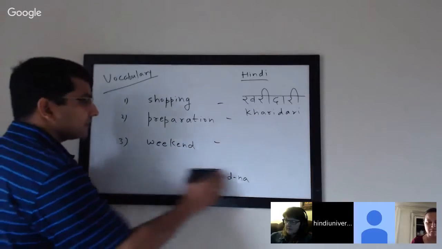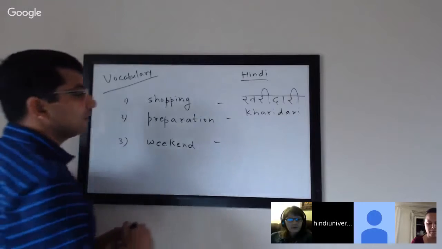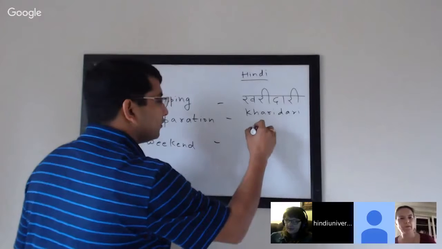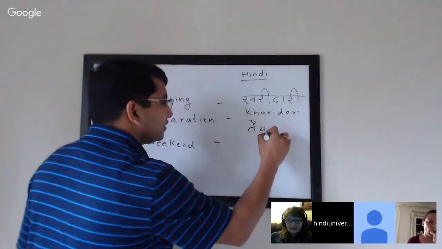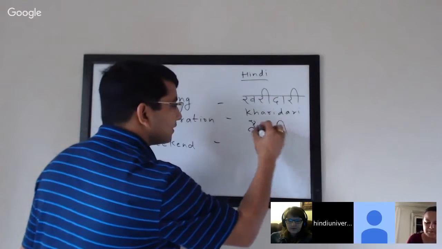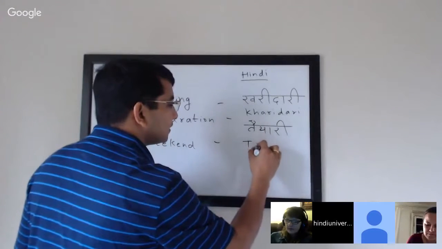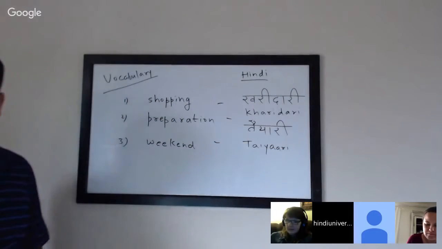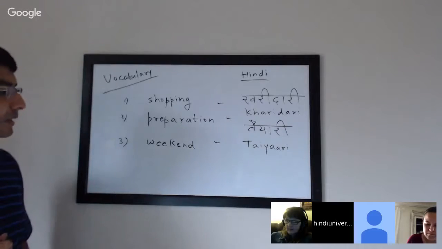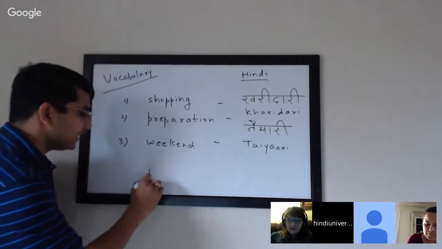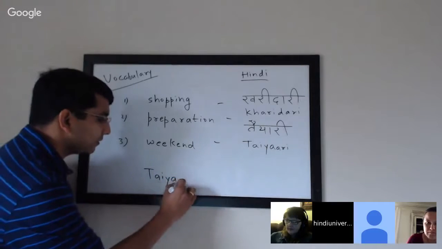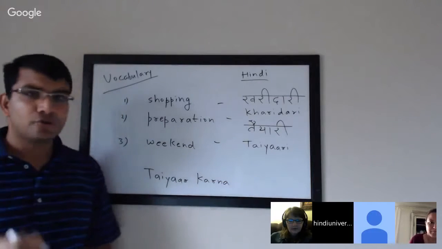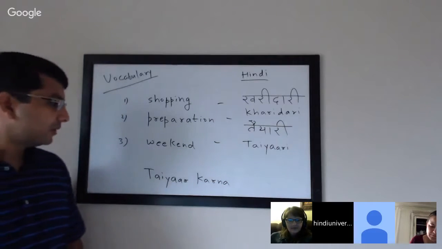The next one is preparation. Preparation is tayyari, and the way you write it in Devanagari is ta with a, ya with a, and then re. Tayyari. If you're using it as a verb, you can say tayyar karna, to dress someone else.